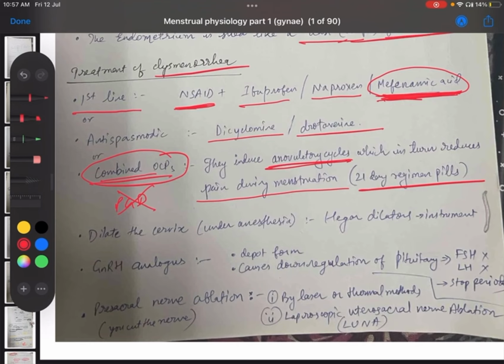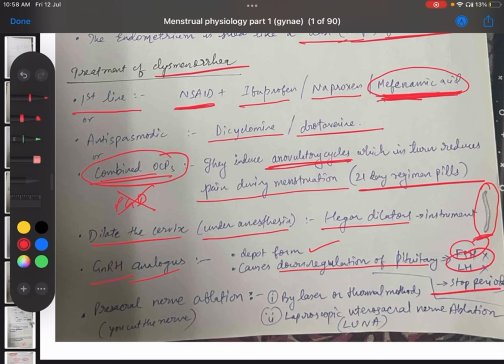Another thing you can do is the dilation of the cervix under anesthesia. It is done by Hegar dilator. It is an instrument which looks like this. You can Google it. Gonadotropin releasing hormone analogs are given in depot form. It causes downregulation of the pituitary gland. As a result, follicle stimulating hormone and luteinizing hormone are stopped.